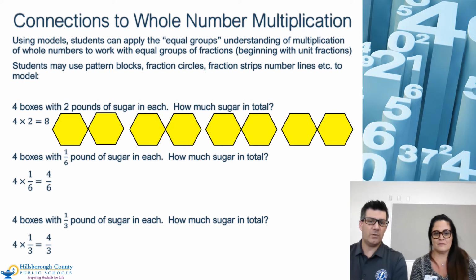Then we'll continue that work in context. You're going to see the same contextual problem. We have boxes, we have amounts of sugar in each box. The only thing changing, we still have 4 boxes, but we see we could have 2 pounds of sugar. That's 4 groups of 2 would give us 8 pounds.